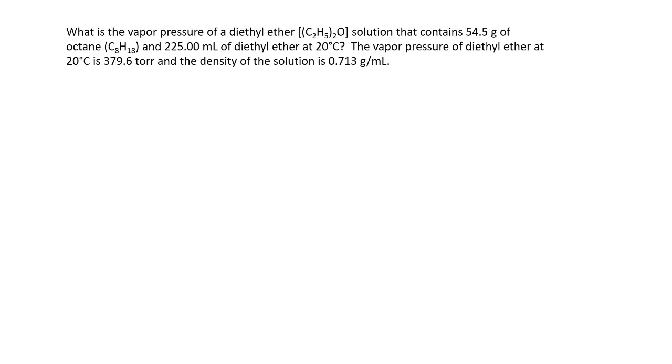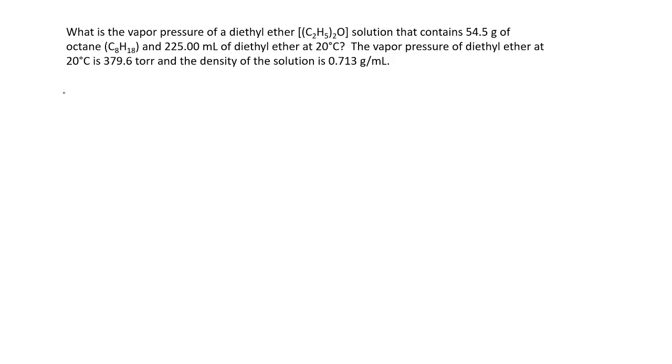So finally, let's look at one more question, and this is a Raoult's law question. What is the vapor pressure of a diethyl ether solution that contains 54.5 grams of octane and 225 milliliters of diethyl ether at 20 degrees Celsius? The vapor pressure of diethyl ether at 20 degrees Celsius is 379.6 torr, and the density of the solution is 0.713 grams per milliliter. So from this, we're going to be able to figure out what the vapor pressure is for our solution that's got something dissolved in it, in this case octane.